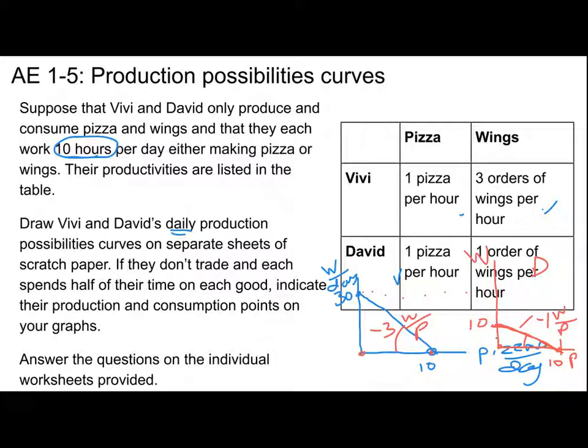Notice that the slope of the production possibility curve written in this space always tells us the opportunity cost of the good on the x-axis. And it's always also the reciprocal of the opportunity cost of the good on the y-axis. I find this is the easiest way for students to never make a mistake on calculating opportunity costs, is to just read the slope of the graph and then take the reciprocal for the opportunity cost of the other good. So the opportunity cost of wings is 1/3 of a pizza per wing order for VV, and for David it's 1 pizza per order of wings. I've got all that in the answer key that is both on my slides and at the end of the screencast.